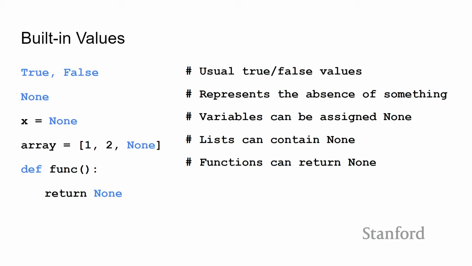Another nice thing about Python is lists, which are mutable. We'll come to that a little bit later, but mutable lists of objects means that you can change them. They can be of any type, so you can have a mixture of integers, None values, strings, et cetera. And yeah, functions can return the None value as well.